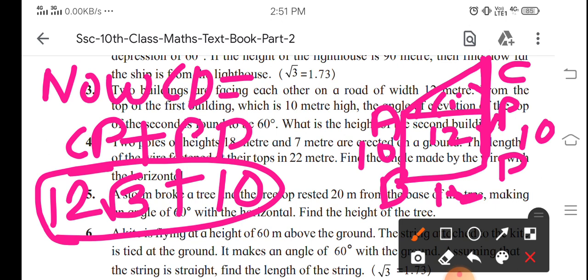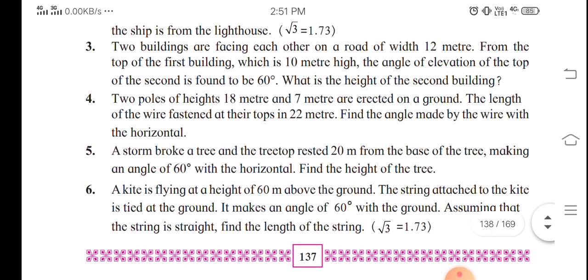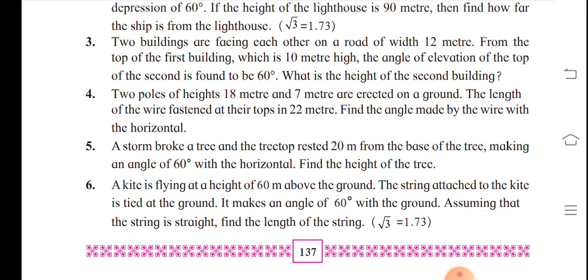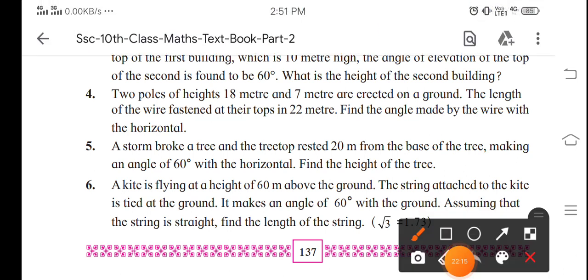Now we'll move ahead and solve question number 4. Question number 4 is the same as this one. Questions 3 and 4 are both the same. If you understood question number 3, you are able to solve question number 4, so just try it yourself. Now we'll move ahead and solve question number 5.